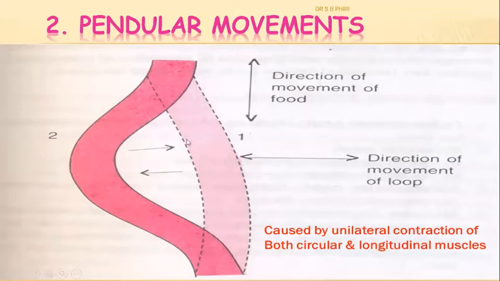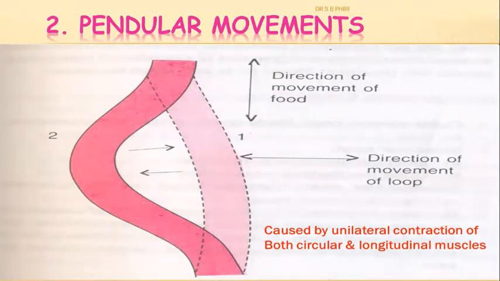So let's say this is a loop of intestines that is involved in pendular movement or swaying movements. On the left side of the intestine, the circular muscles and the smooth muscles are contracting. On the right side they are not contracting. So it will sway on this side. Then the opposite will happen. The left side will relax, the right side will contract, and then it will sway on the other side. So you have these swaying movements of the intestine, okay?